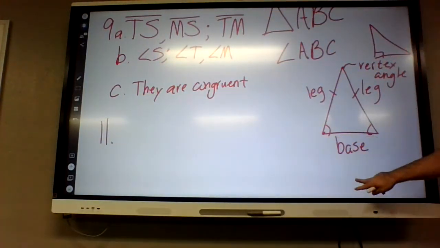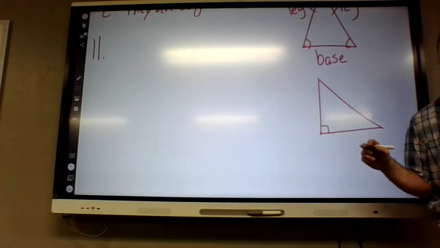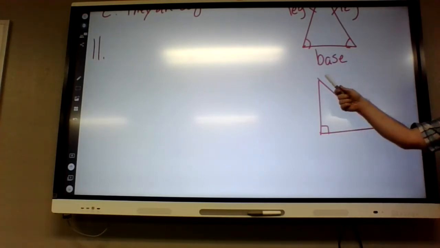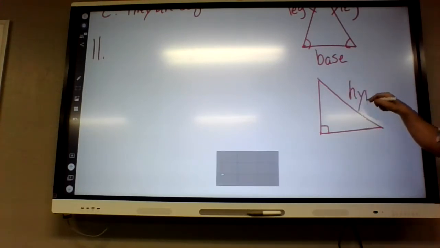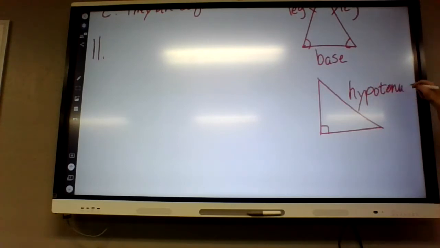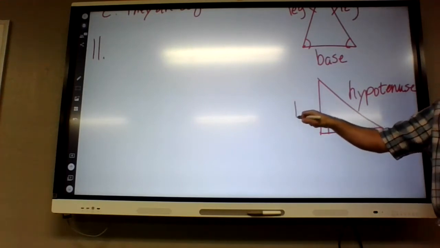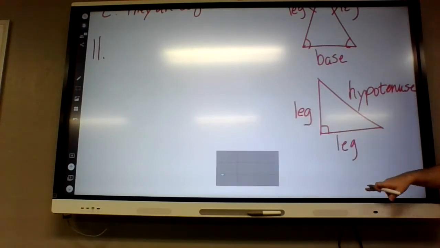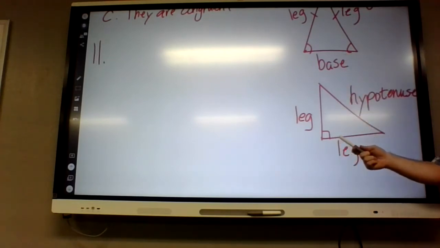Okay, 10. I'm not going to do it, but we'll talk about it. We've done this one before. You guys know what the sides of a right triangle are called? What's this side called? C squared. The big side, the side across from the 90-degree angle. We talked about this in Algebra 1 a little bit. What are these two sides called? The legs. So isosceles triangles have legs, right triangles have legs.